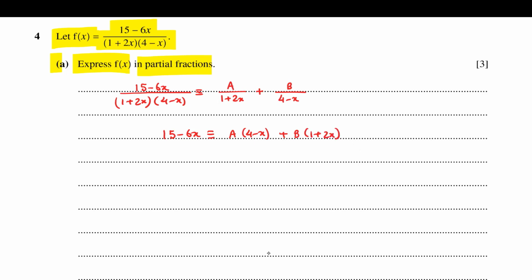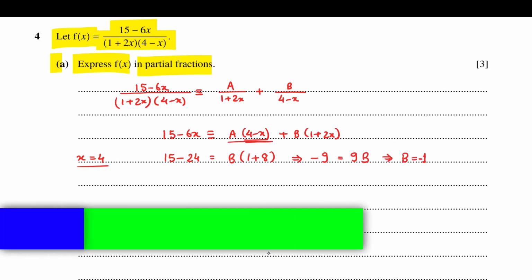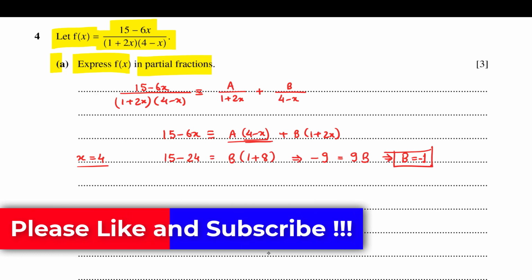Now it is true for all values of x, so we can substitute any value. I'll choose it wisely so that we can find the values of A and B. If we choose x as 4, then this will be eliminated and we'll get the B value. So at x = 4, it is 15 − 6 into 4, 24, equals, this vanished, and we are left with B times (1 + 4 × 2 is 8). 15 − 24 is 9, so it is −9 = 9B, which gives us the B constant as −1.